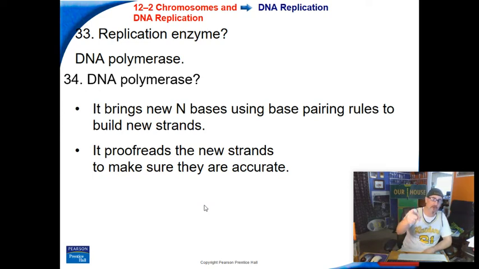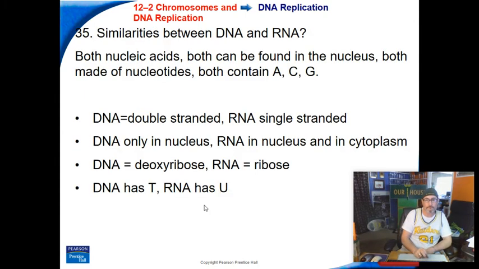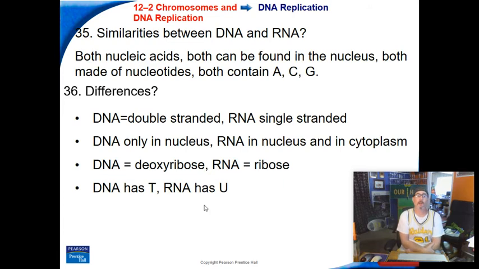Okay, on to number 35. Similarities between DNA and RNA. They're both NAs. They're both nucleic acids. They both can be found in the nucleus. Well, there are three types of RNA. There's messenger RNA. I call them the three sisters. Messenger RNA is mRNA. Transfer RNA is tRNA.